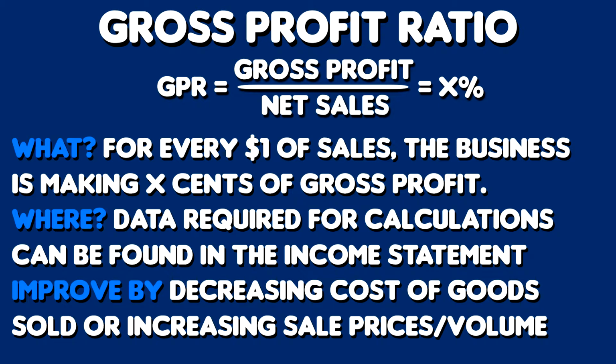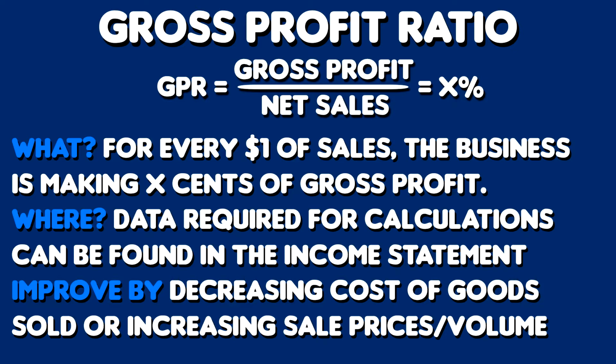To improve this figure, because it's very limited as to what's calculated within it, it's literally sales and cost of goods sold. The only ways to improve it is by decreasing cost of goods sold or increasing sale prices or volume. So if you put a higher markup on your products, despite potentially losing some sales volume, you might make that up in revenue because you've set a higher price.